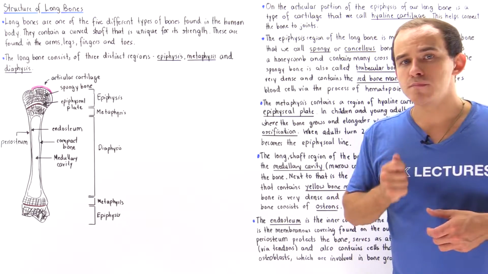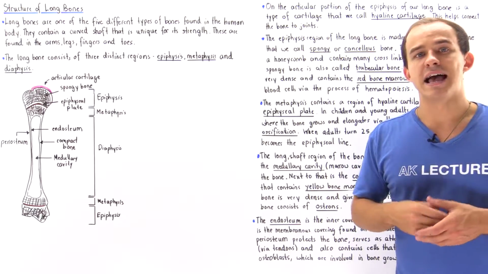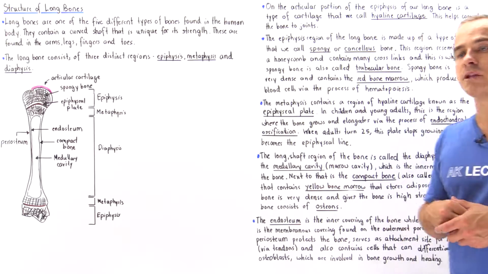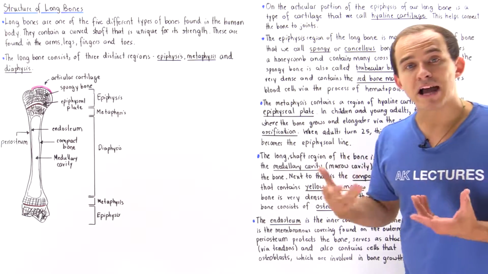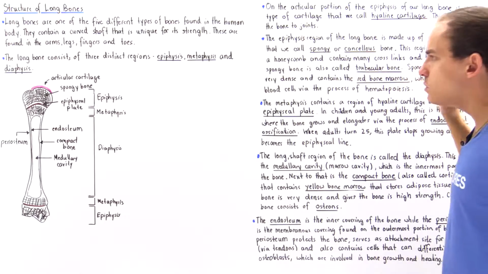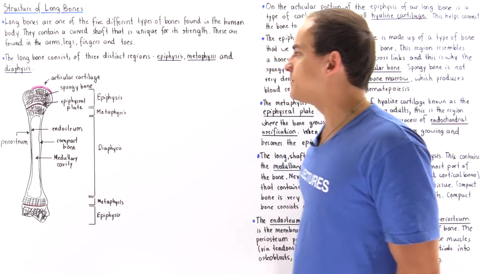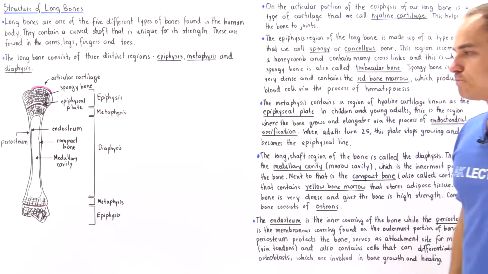And the red bone marrow is where we basically produce our red blood cells as well as our white blood cells. And the process by which we produce these blood cells is known as hematopoiesis. So hematopoiesis takes place in the red bone marrow of our spongy bone inside the epiphysis of our bone.